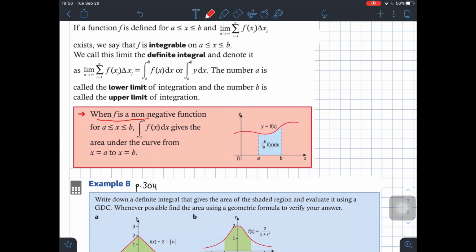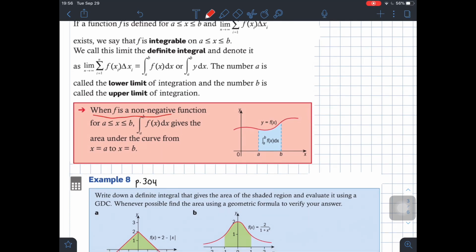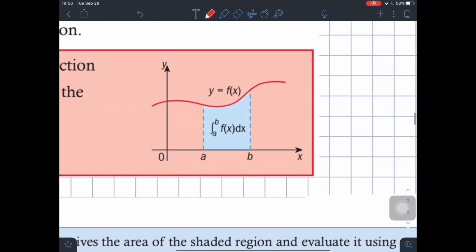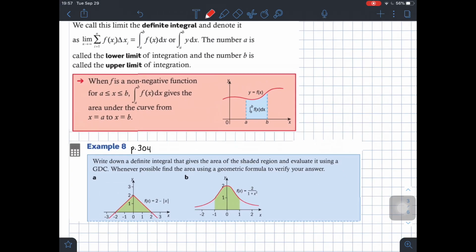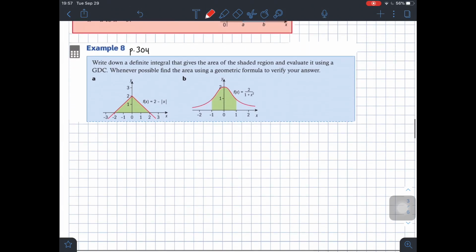So here's a summary of what we just read. It says, when f is a non-negative function, we're going to explain why it says non-negative later on. When f is a non-negative function between a and b, then the integral of the function from a to b gives the area under the curve from x equals a to x equals b. So that's how integrals are useful, right? If we find the integral of this function from a to b, we're finding this blue region over here. Okay, so let's see the following example.